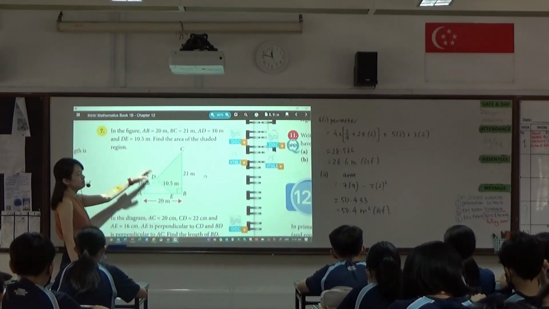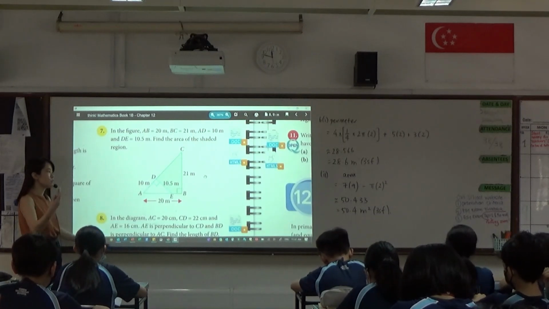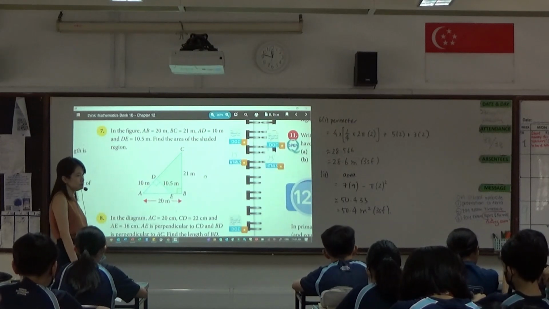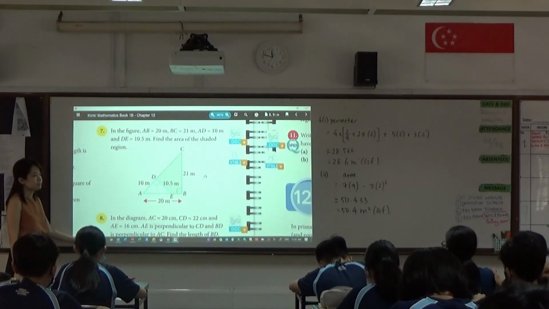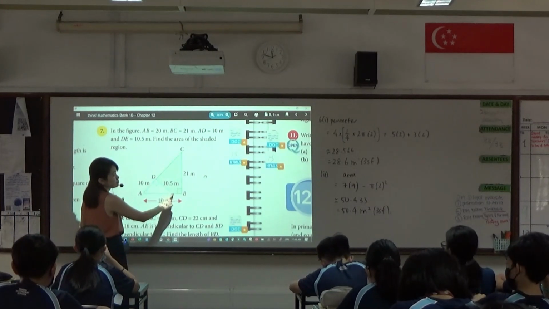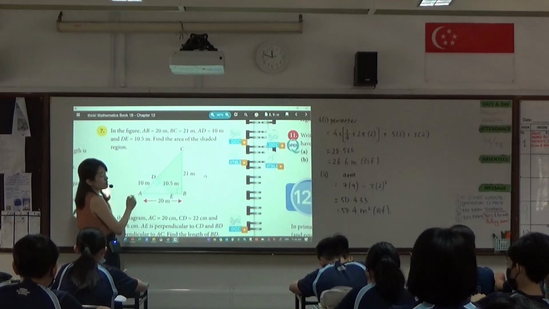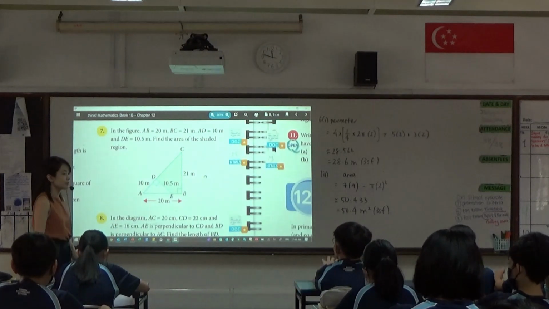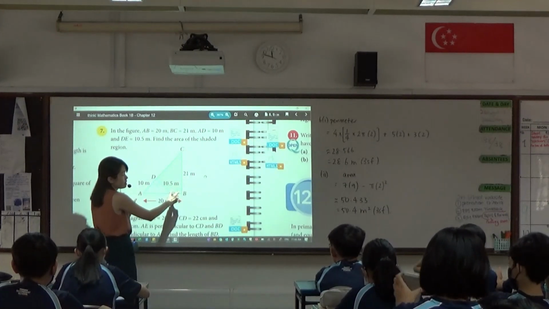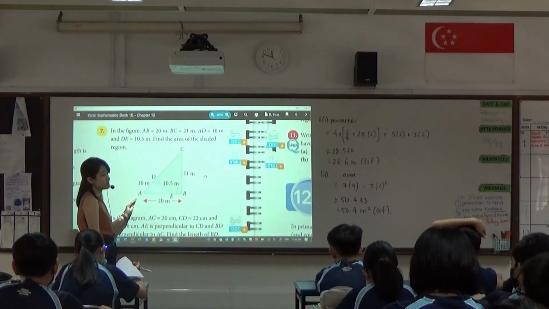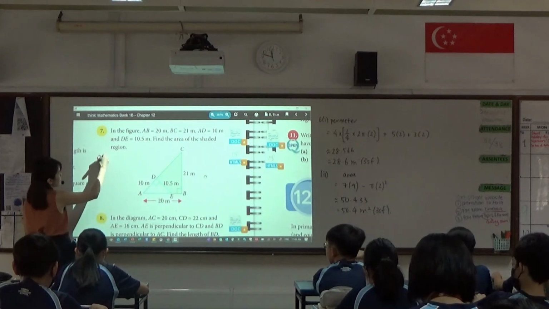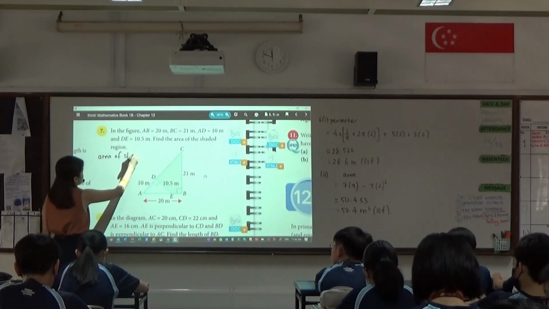What should we consider? What minus what or what plus what gives us this shaded region? How do we get this shaded region? What thing minus what thing can give us this? Area of the bigger triangle, right? Minus away the smaller one, right? So actually the area of the triangle will just be the shaded region.